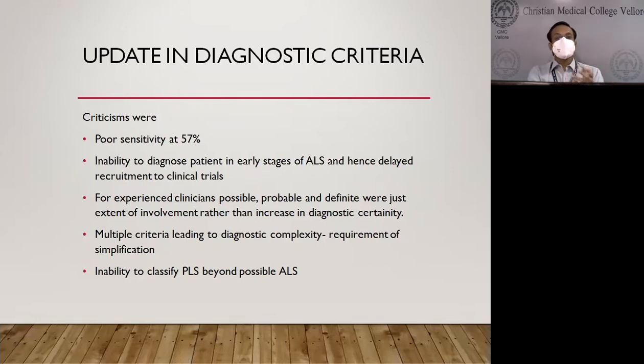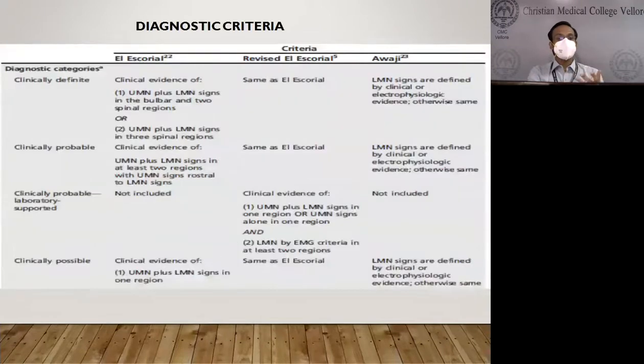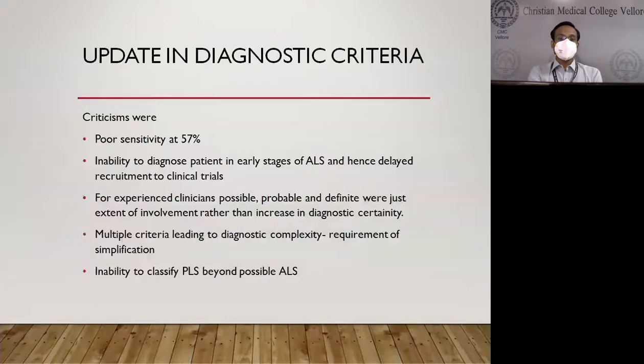Also, in all these criteria there's definite, probable, possible, and inter-rater agreement was apparently not very good in large ALS trials. So they wanted a criteria where the clinician will say ALS or not ALS. They wanted to simplify it much more. And certain variant types of ALS like primary lateral sclerosis could not be classified beyond possible ALS in the current criteria.